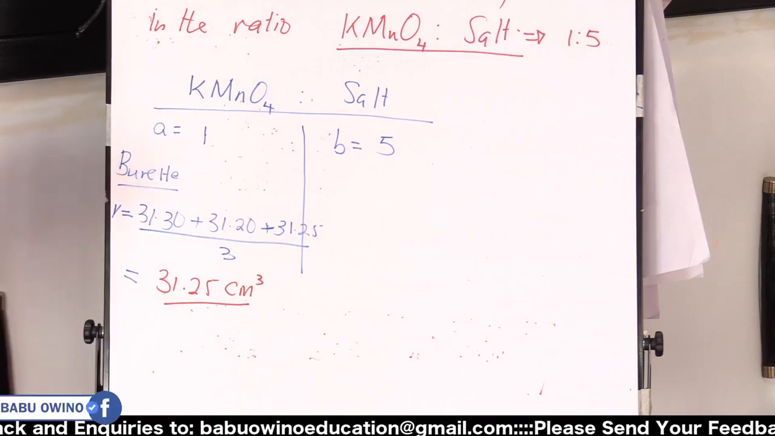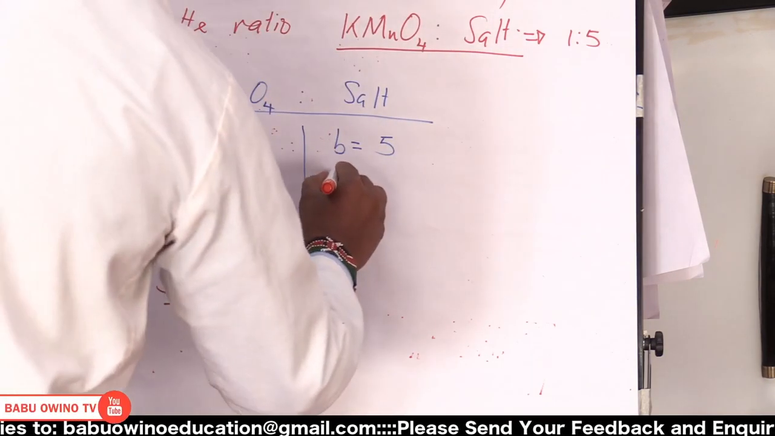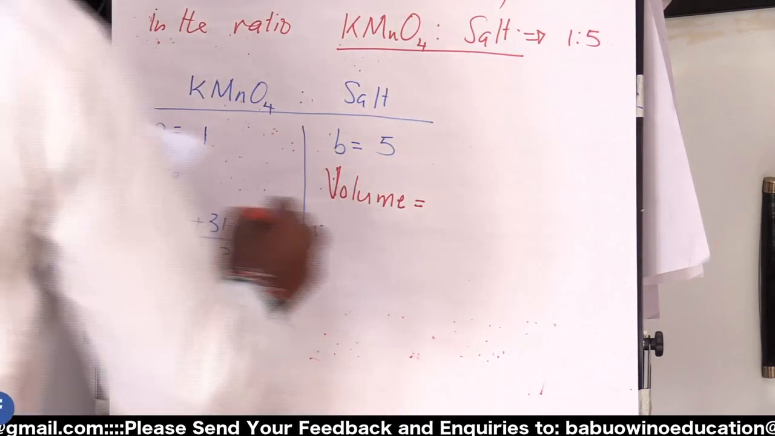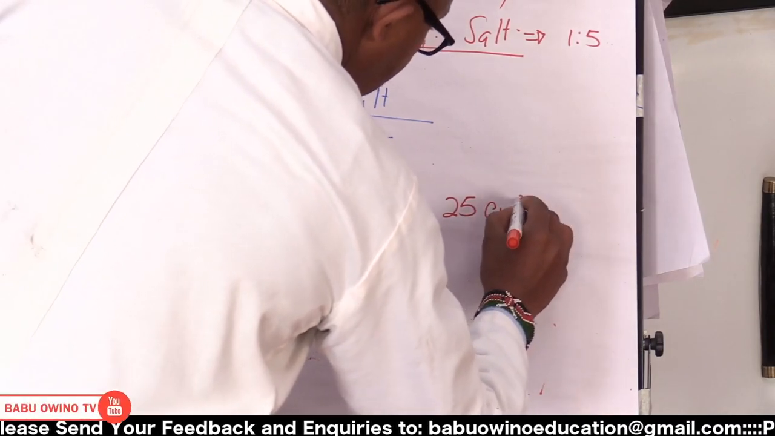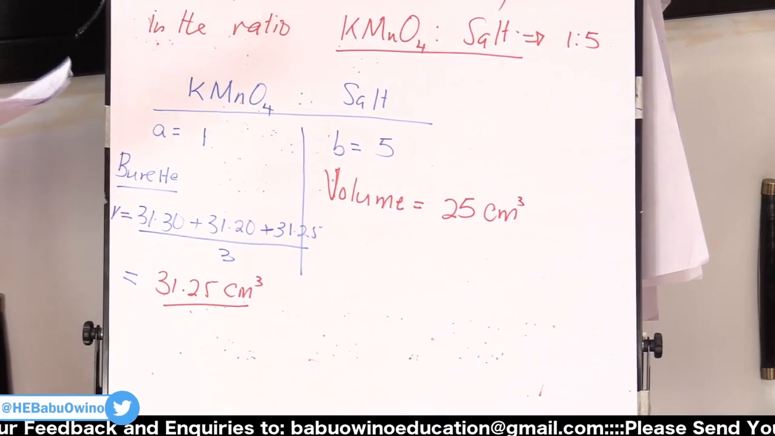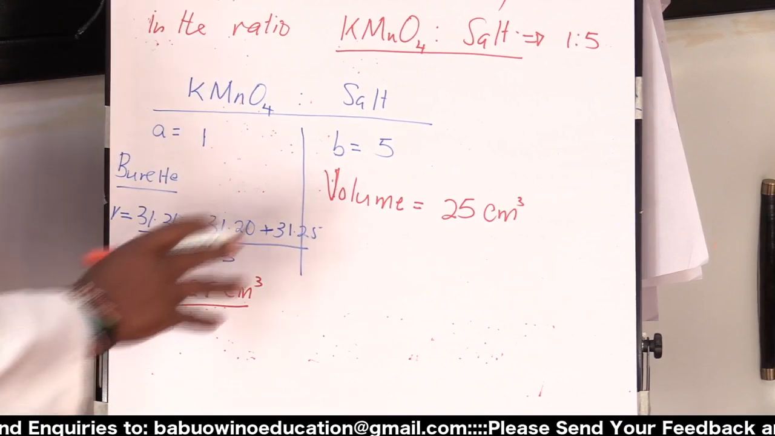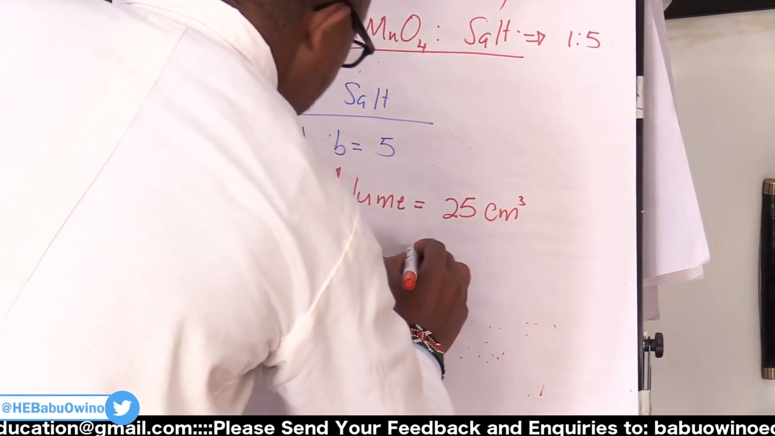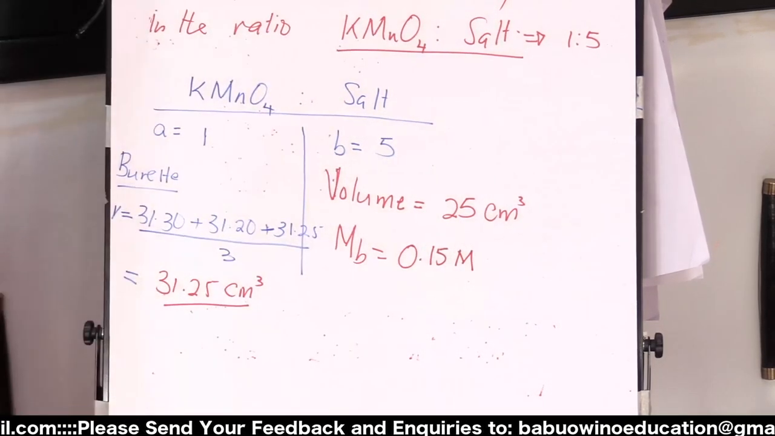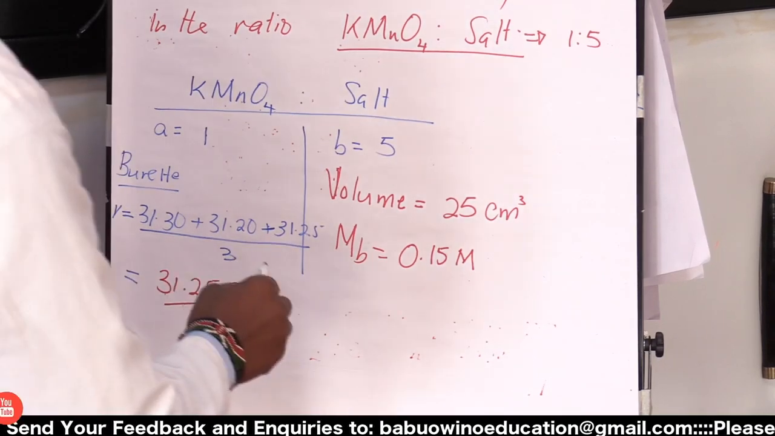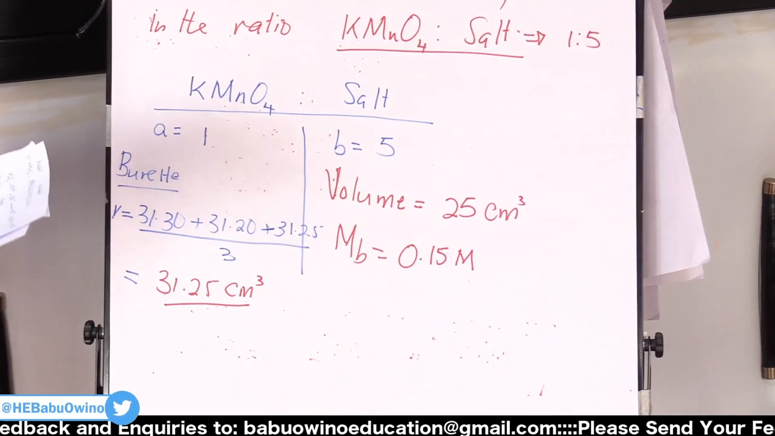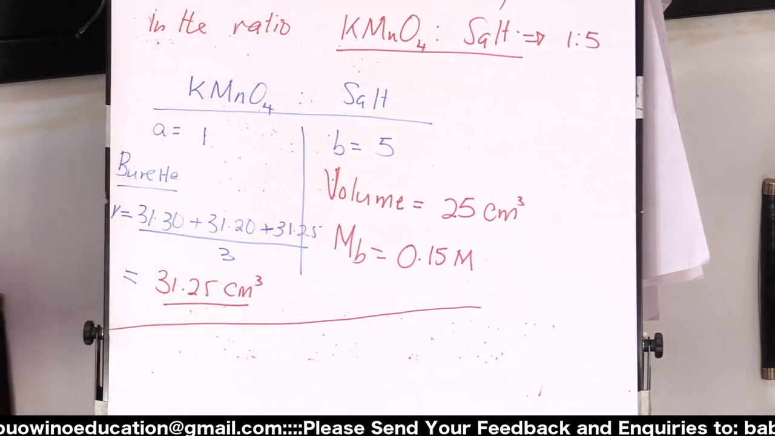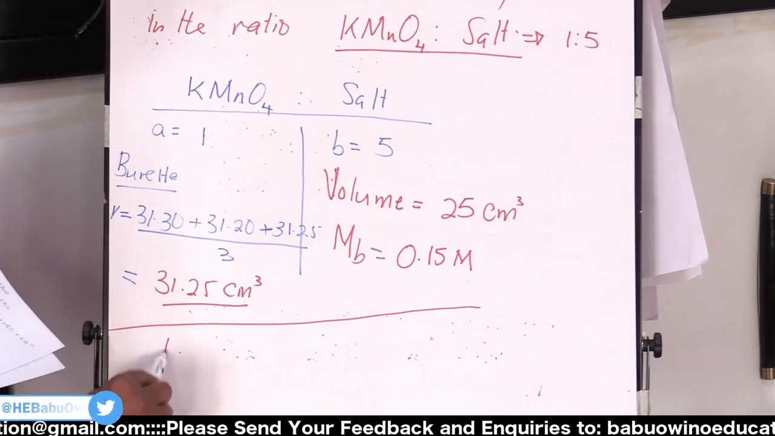Then from here, what other information am I given? This is the volume, of course, not of a burette, I mean, pipette. That is the pipette. So from here, I can do very many things. What other information do I have in this case? The molarity here of B, and this is 0.15. I have that information now. I have 25. With this information, it is very possible for me. I don't have the molarity here of A.